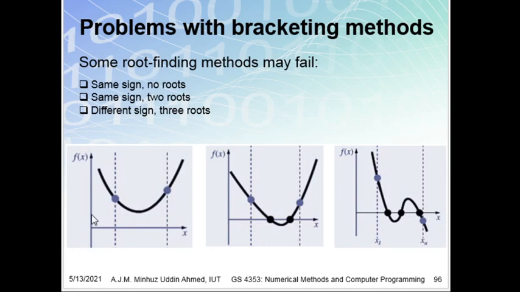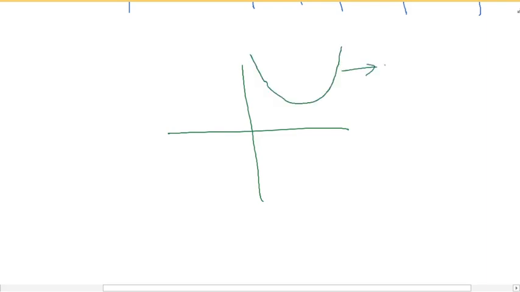For some problems, root finding methods may fail. In this case, if you can see here, the explanation is given. If you think that there is the same sign but no roots in between these two same signs, you cannot find any roots. Say for example, this is a graph, this is our curve. This curve has no real solution.